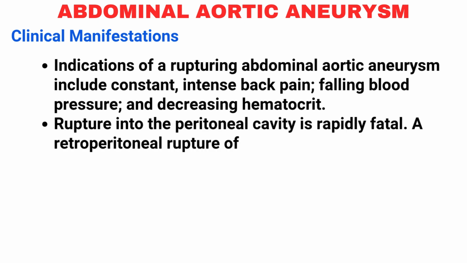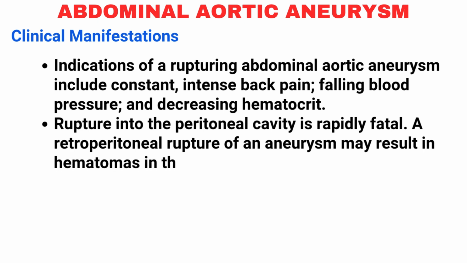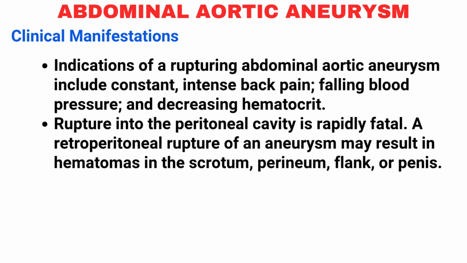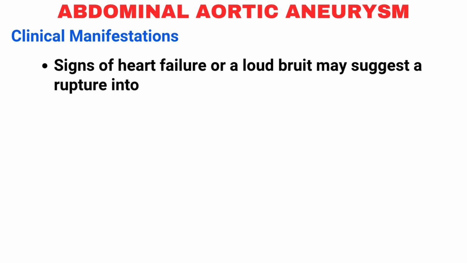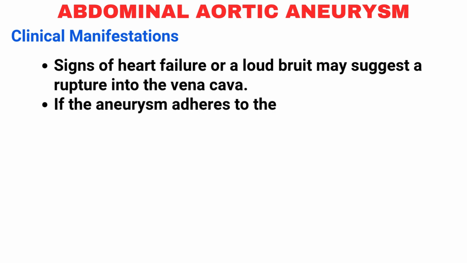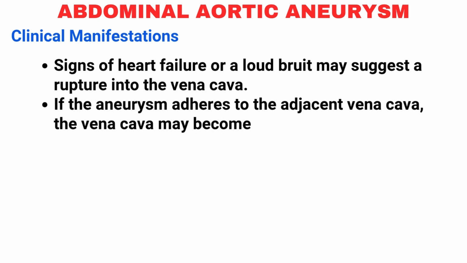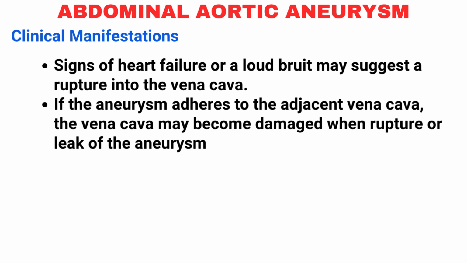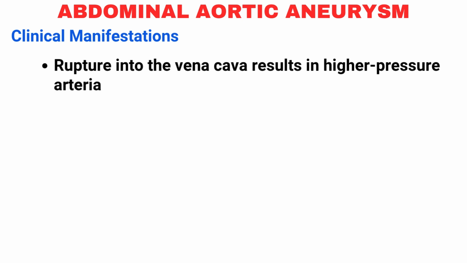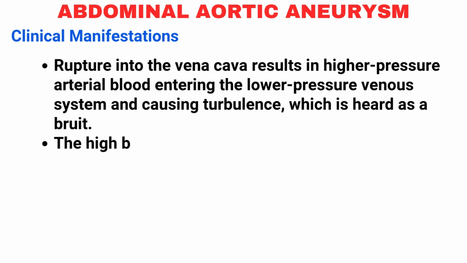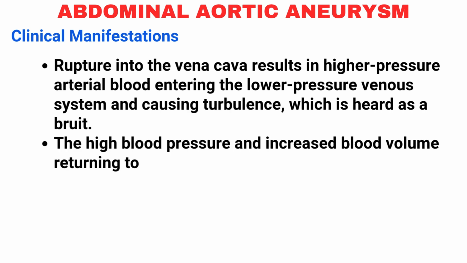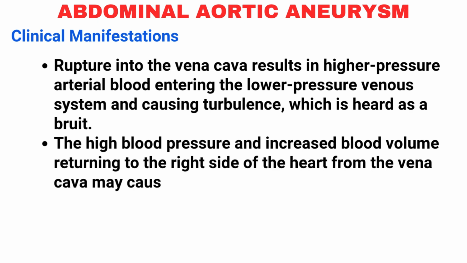A retroperitoneal rupture of an aneurysm may result in hematomas in the scrotum, perineum, flank, or penis. Signs of heart failure or a loud bruit may suggest a rupture into the vena cava. If the aneurysm adheres to the adjacent vena cava, the vena cava may become damaged when rupture or leak of the aneurysm occurs. A rupture into the vena cava results in higher pressure arterial blood entering the lower pressure venous system and causing turbulence, which is heard as a bruit. The high blood pressure and increased blood volume returning to the right side of the heart from the vena cava may cause right-sided heart failure.